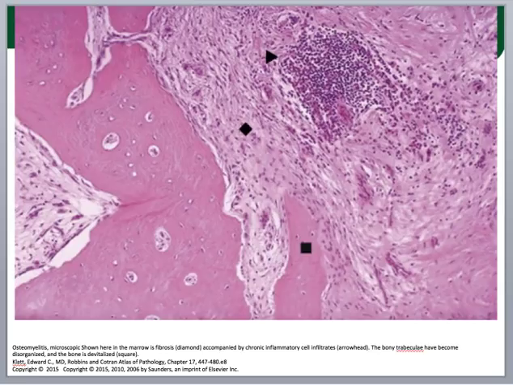Microscopically in osteomyelitis, we see the marrow replaced by fibrosis and inflammation. The arrowhead points to a chronic inflammatory cell infiltrate. Notice that the bone trabeculae have become disorganized and the bone is necrotic. We don't see nuclei in there. That's shown by the square.